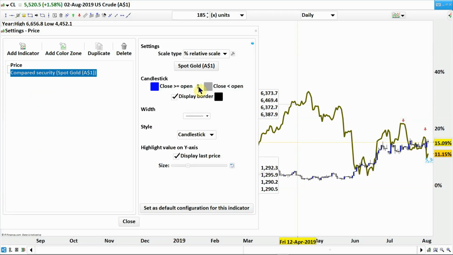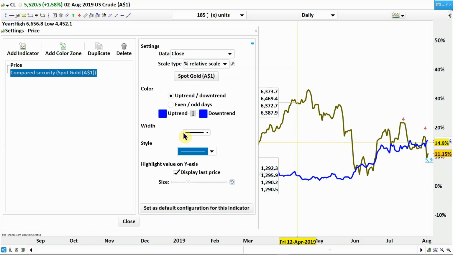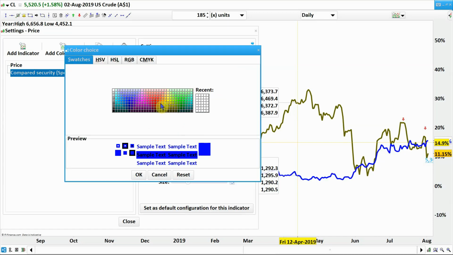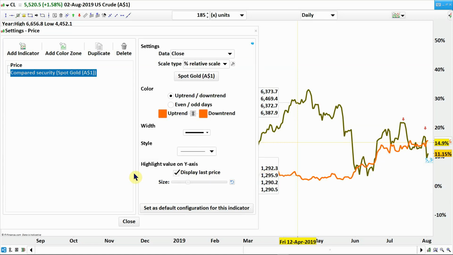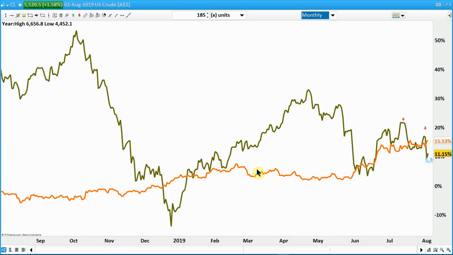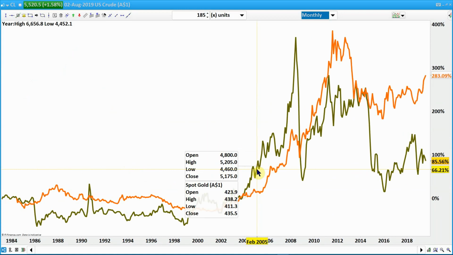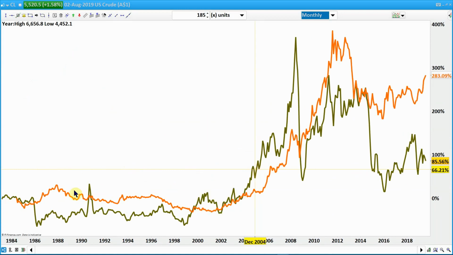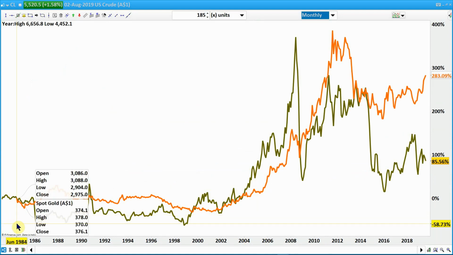And what is the color of gold? Orange, red, please. Reddish orange. Okay, all right. So this is now the correlation chart in front of you between crude oil and gold. We'll start with the same thing, with monthly, because crude oil has started from March 1983, and gold has started on this broker platform trading from June 1984.